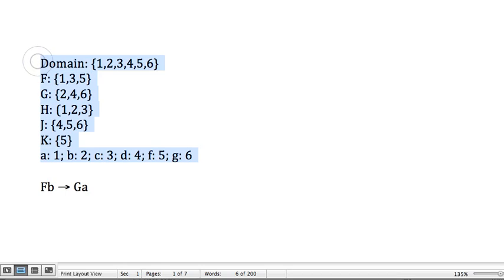We've got an interpretation. It'll be the same interpretation for all of these problems. 6 things in the domain, 1 through 6. It's an F if it's a 1, a 3, or a 5. It's a G if it's a 2, a 4, or a 6, and so on. We know now what F, G, H, J, and K mean. As it turns out in this case, each of the members of the domain has a name. A is 1, B is 2, and so on. So the question is, is this sentence here true or false? Pause the lecture, decide, and then start again.